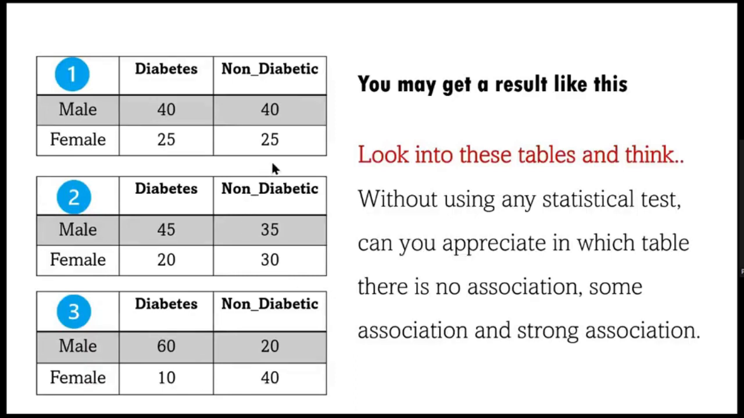So just ponder on this slide for a few seconds. You can see there are 3 case scenarios. And now tell me, even if you don't apply any statistical test, can you say in which case there will be association, there is a slight possibility, or there is no possibility at all?